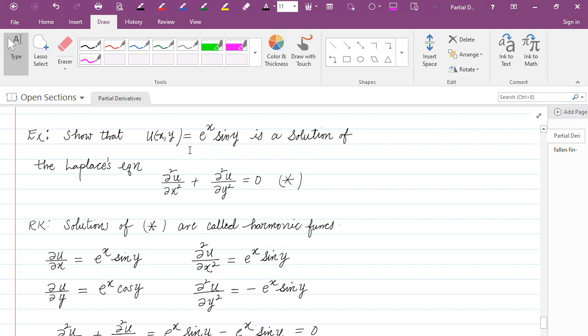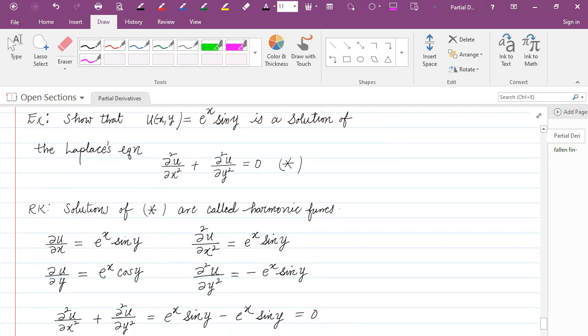All right, to show that e to the x sine y satisfies the Laplace equation, we basically have to calculate the second partial derivatives of this function and then plug them in here and see if we get 0. Okay, what's the partial derivative of u with respect to x? Well, with respect to x, sine y would be a constant, so we get e to the x times sine y. What's the second partial derivative of u with respect to x? Taking the derivative of this with respect to x again, we get e to the x sine y again.